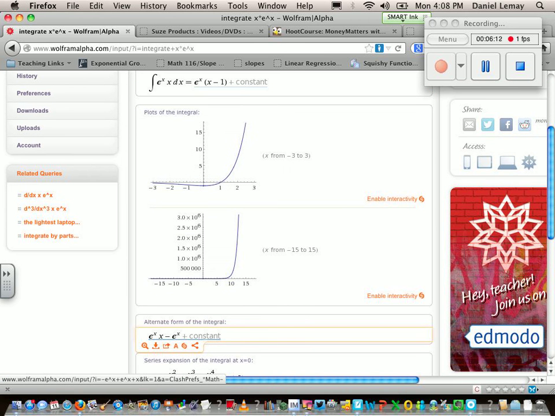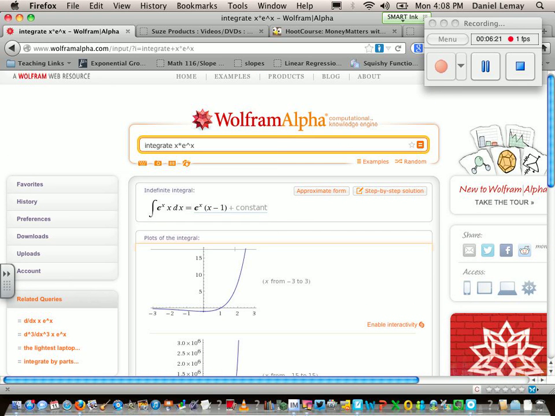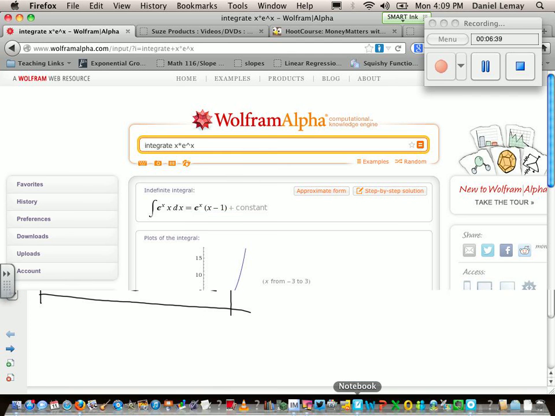See down here how it has the x e to the x, or e to the x times x minus e to the x plus this constant. So this is a tool that you don't want to ignore. This will help you do a lot of work with it. There's a calculus Wolfram Alpha for iOS that's like $3 that's worth the money, and then you can buy the full Wolfram Alpha. I don't know about on Android.